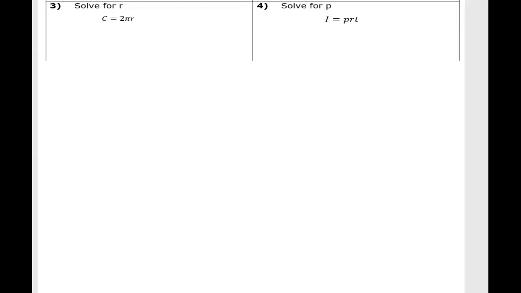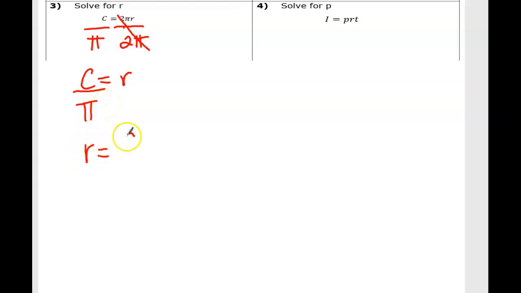If we solve for R here, C equals circumference equals 2 pi R. We want R by itself. Since we're multiplying the R by 2 pi, to undo it, we just divide both sides by 2 pi. And that 2 pi would cancel out. C divided by 2 pi would be equal to R, or we can switch the order around, so R is equal to C divided by 2 pi. So you always want your variable that you're solving for on the left.